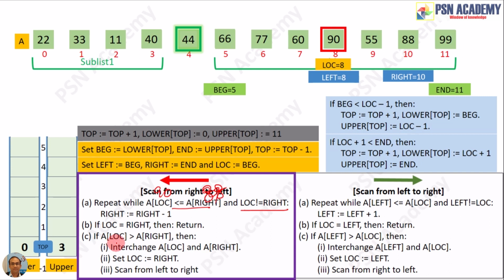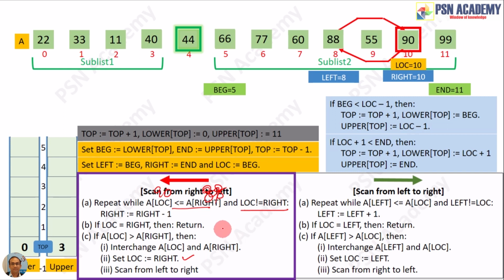Then you go to C and you interchange A LOC and A right. So 90 comes over here and 88 comes over here. You set LOC to right. LOC is at 8 now. It will come to 10 and then you start scanning from left to right on this block of code.